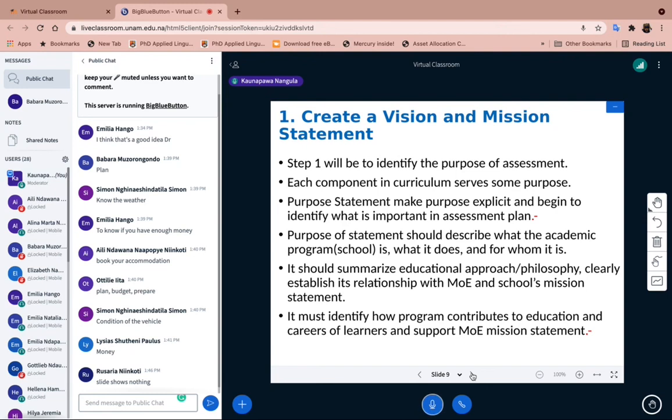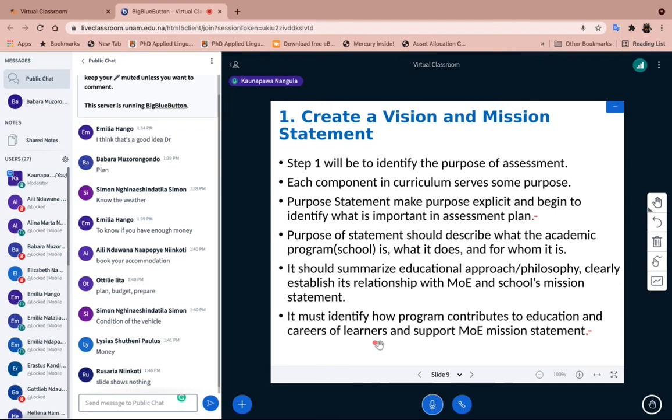And it must identify how the program contributes to the education and the career of learners, in support of the Ministry of Education mission statement. And that's what the mission and vision state. It should be clear what its purpose is, and it should be linked to the mission statement given by the ministry as well as that of the school. And it should indicate how it's going to contribute to the education and the careers of the learners.